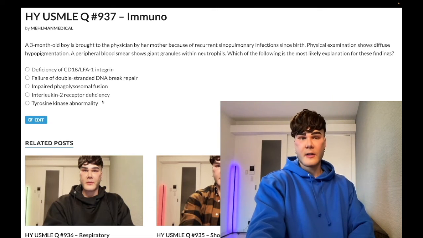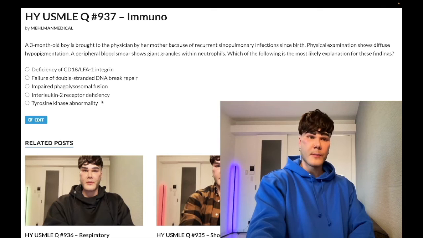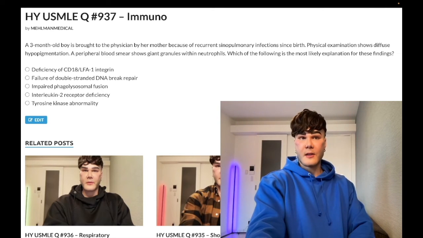Choice D, tyrosine kinase abnormality. Wrong answer. Refers to Bruton X-linked agammaglobulinemia. So Bruton tyrosine kinase is either deficient or absent or abnormal in this condition. It's a B cell only deficiency. They won't mention absent thymic shadow. They're going to mention in a boy, because it's X-linked clearly, that there is scanty or absent lymph node and tonsillar tissue.